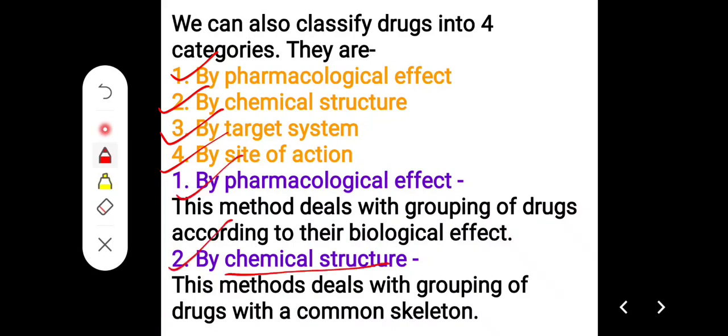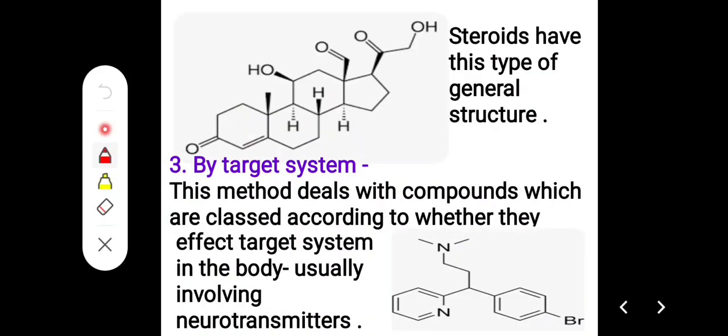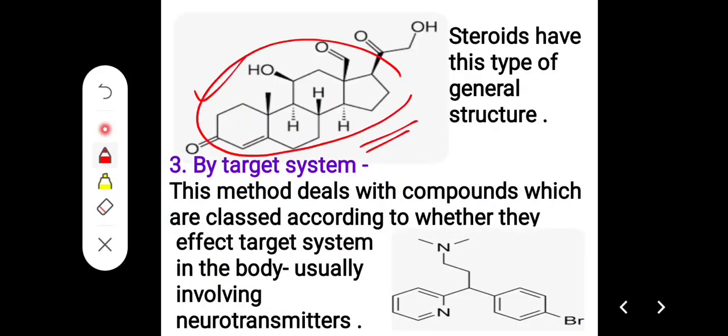Second one, by chemical structure. The method deals with the grouping of drugs with a common skeleton. So the classification is based on the common skeleton. If we categorize drugs in one category, all drugs of the same class have the same common skeletal structure. Suppose this is the general structure of a steroidal drug. All the steroid drugs have the same structural features.